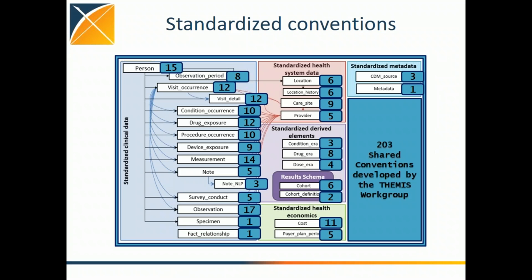Just because you have a standard doesn't mean everyone uses that standard the same way. So a lot of our work is in conventions, which tell you, given a data item, how do you put it in the model? Because a lot of times you use the same model and everyone interprets it slightly differently. So how do you interpret those?